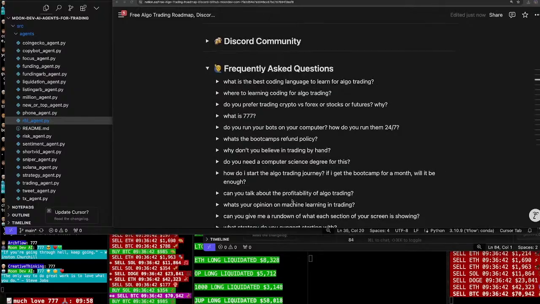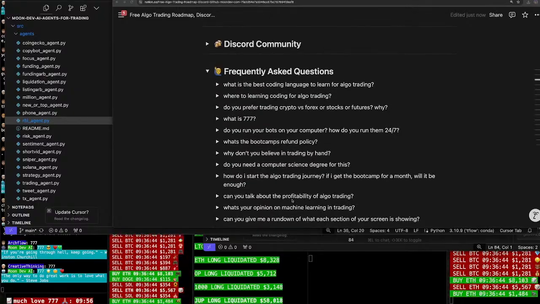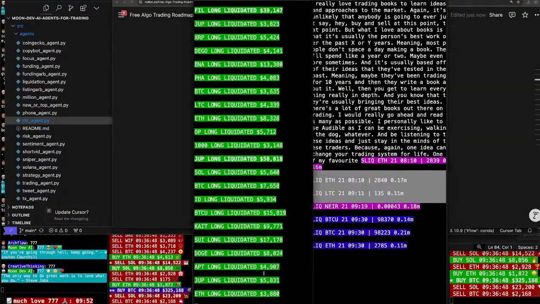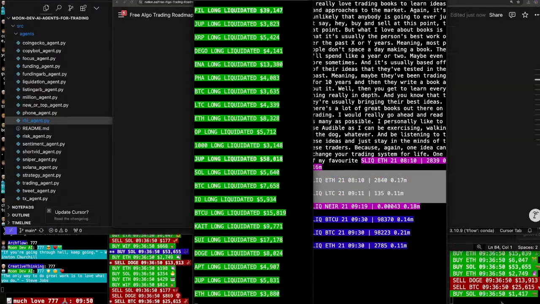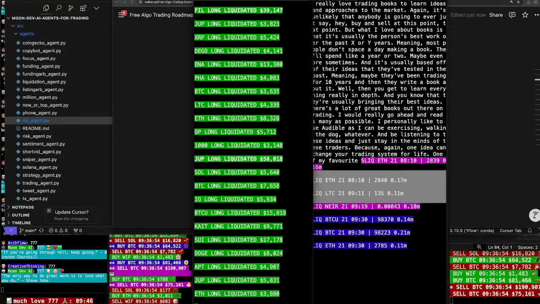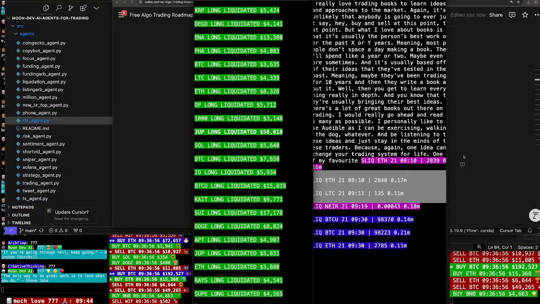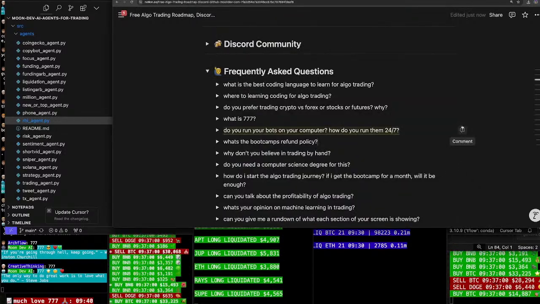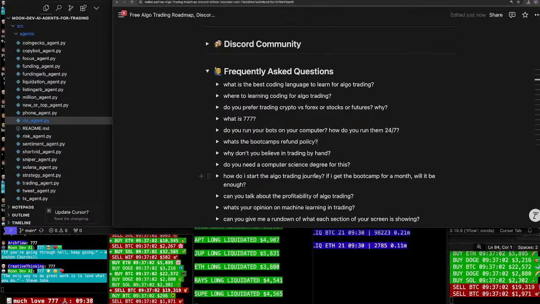Can you give a rundown of what each part of your screen is showing? Absolutely. So you can see here, these are the big liquidations. These are the smaller liquidations. And these are the orders coming through on Binance, on the left and the right side. Left side, smaller, bigger. I just like to watch order flow, as a lot of great traders watch order flow all day. I'm just trying to do what great traders do. Trying to automate it.